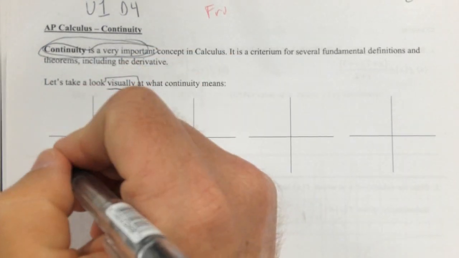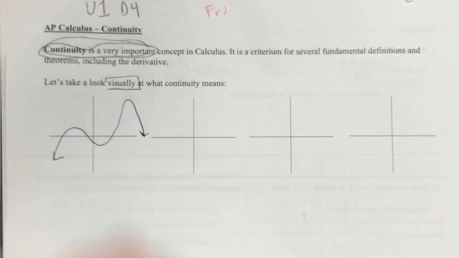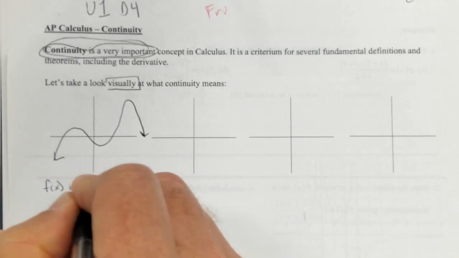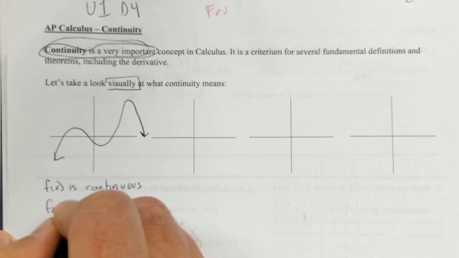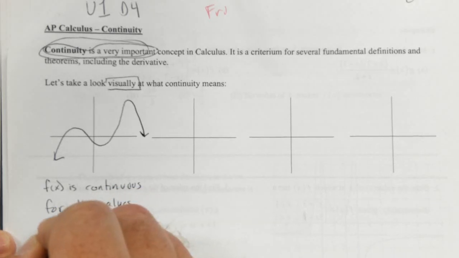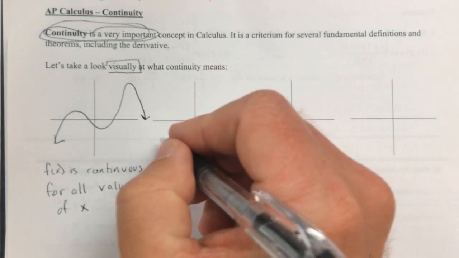Let's draw something that's continuous. That's pretty easy. It just means, can you draw it without lifting your pencil? So that one we would say f of x is continuous for all values of x. It's continuous everywhere. I could draw it without lifting my pencil. There's no jumps, there's no holes, there's no asymptotes, nothing crazy. Simple continuity. I think I just listed all the exceptions.